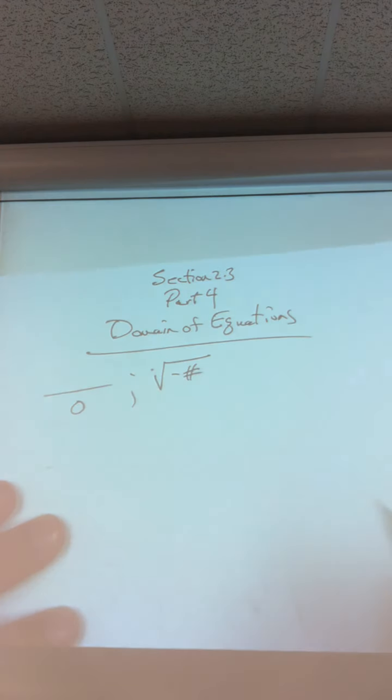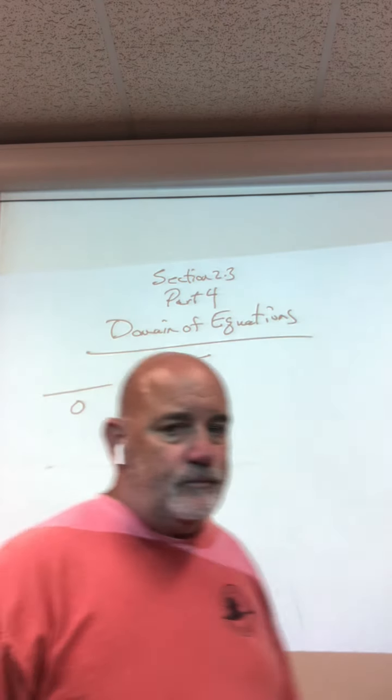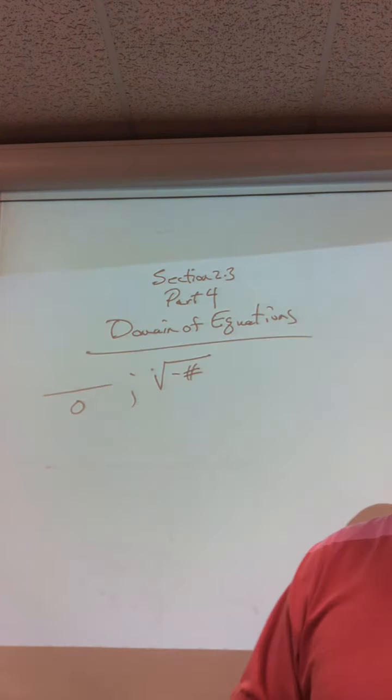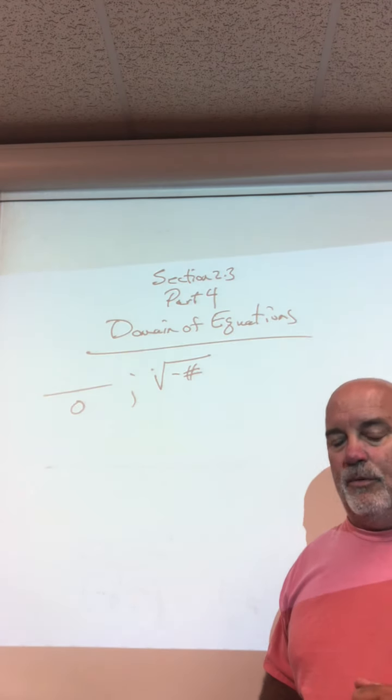What two things can we not allow as far as whenever we plug our number in for x? What two things can we not allow in domain? We cannot allow division by 0, and we cannot allow square roots of negative numbers. Those are the two things. All right, now let's take down this note, and then we'll do our examples.